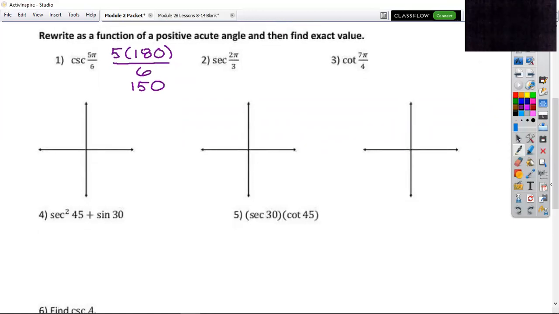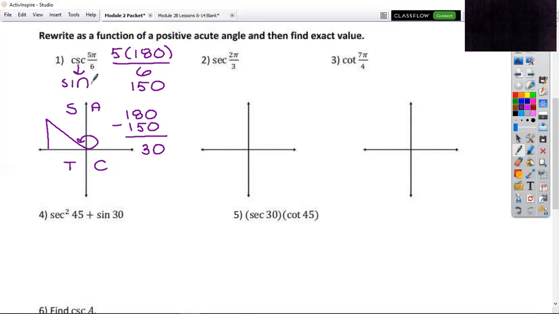So 150 degrees is going to rotate all the way into quadrant 2. And now I need to turn this into a function of a positive acute angle, which is a fancy way of saying 180 minus 150. So I'm looking at an angle measure of 30 degrees. We're going to go ASTC. What does this reciprocal trig function go with? Sine, good. So actually we're good to go because sine is positive in the second.